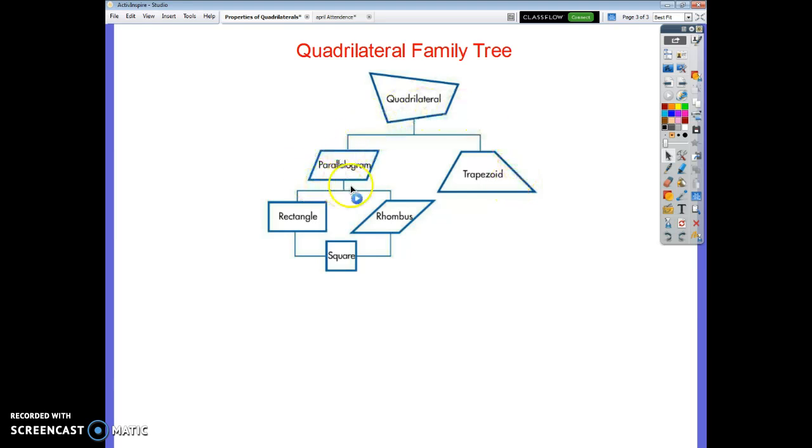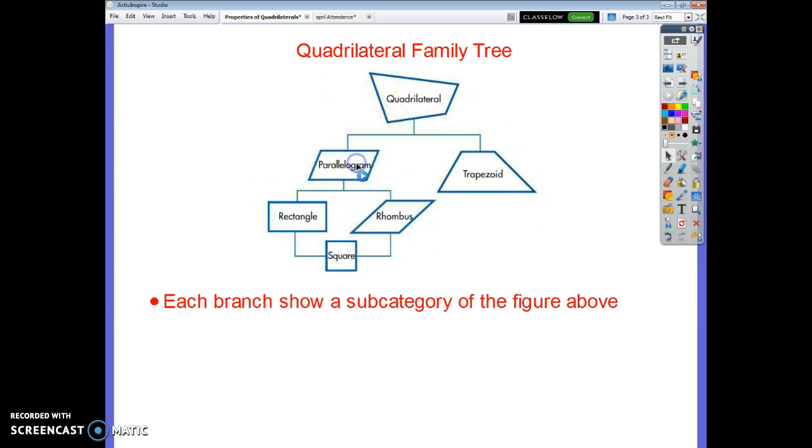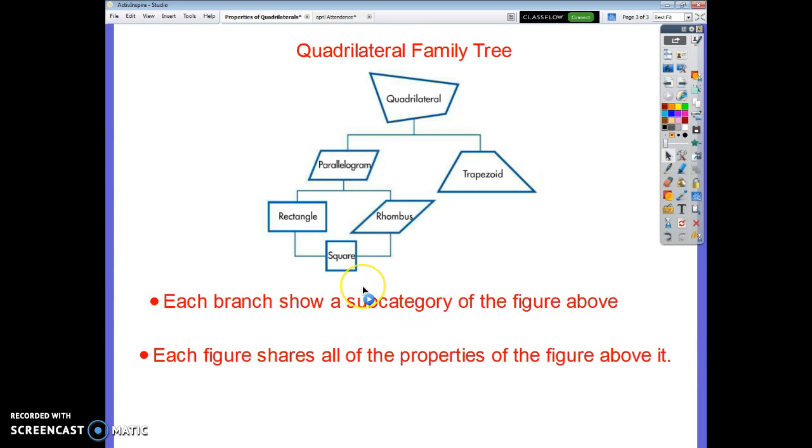When we look over here at parallelograms, they can get split into rectangles and rhombuses. And then we have this thing down here, squares. The reason this square is down below rhombus and rectangle is because as we look at this family tree, each branch shows a subcategory of the figure above, and each figure shares all of the properties of the figure above it. So a square is also a rectangle, because a rectangle has four right angles.